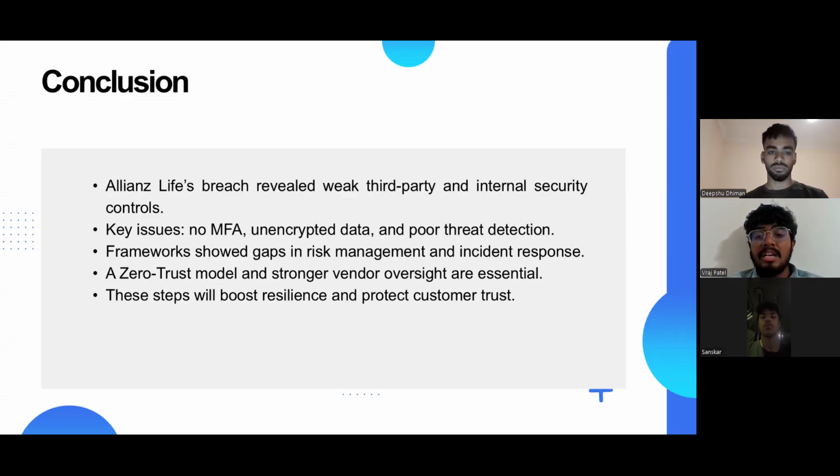Studying these elements will ultimately make them stronger against future breaches and protect customers' trust. Thank you very much.